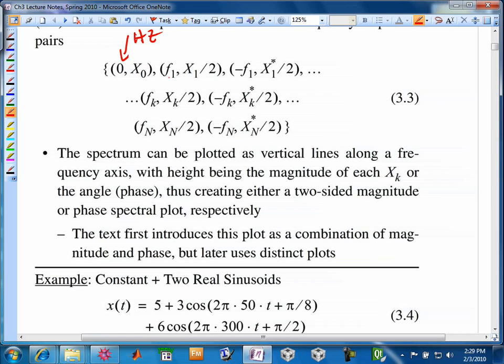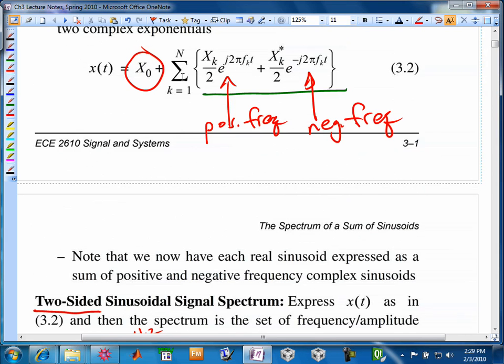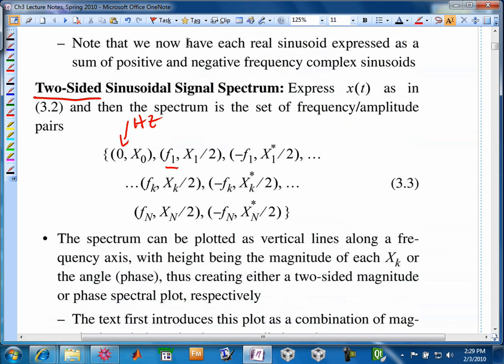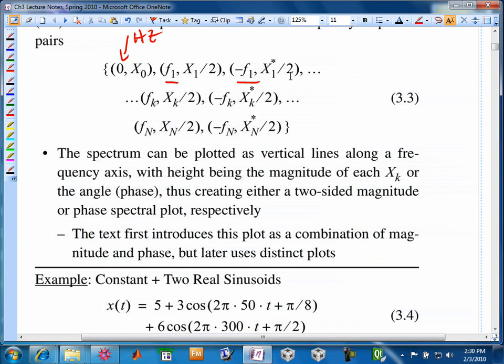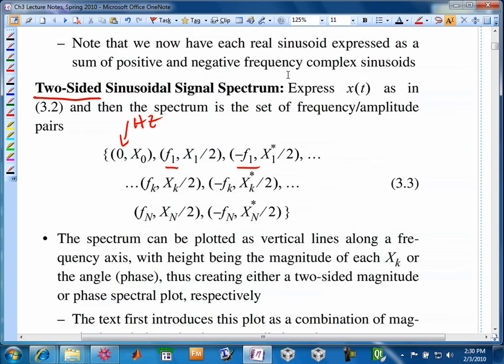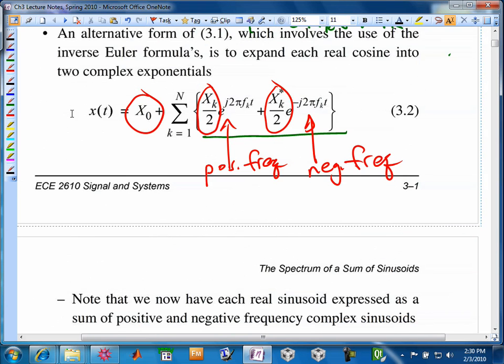When we look at what's present at frequency f1, we have something that's represented according to the modeling over here as x1 over 2, or x sub k over 2. And then at the corresponding negative frequency, minus f1, we have this x1 conjugate over 2. And so on as it builds out from 0, builds out spectral information. So these pairs, frequency amplitude pairs, as I've written them here, come from observing this mathematical expansion over here.